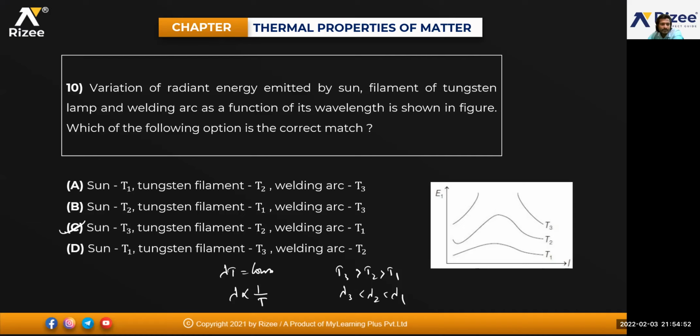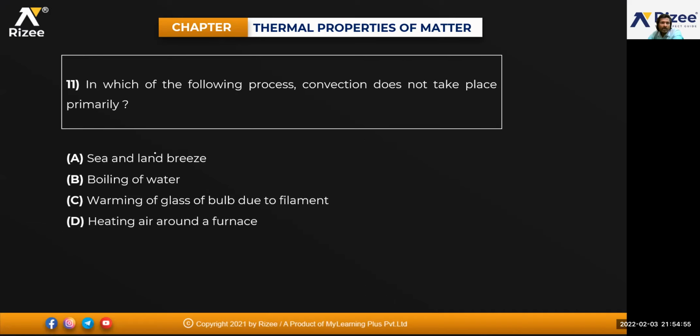Next one. In which of the following processes does convection not take place primarily? This you should tell better. Sea breeze and land breeze are because of convection. Boiling water is also convection. Warming of the glass of the bulb due to the filament, this is due to conduction. Heating air around the furnace is due to radiation, isn't it? Will not take place primarily, he is asking.